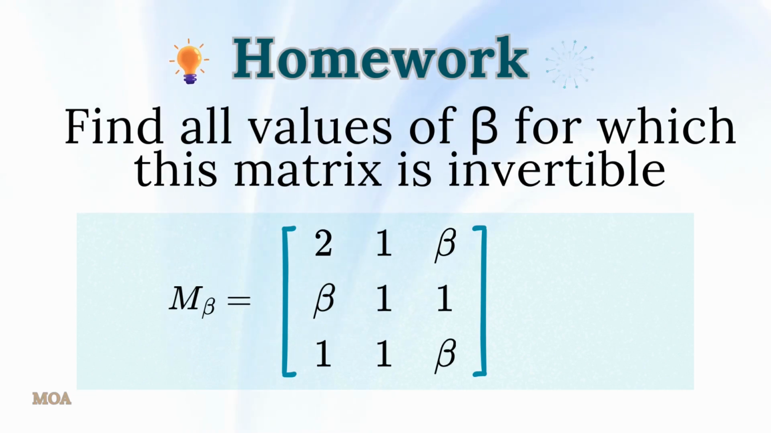Now it is time for homework to practice and apply what we have acquired and assimilated in this lesson. For this purpose, try to find all values of beta for which this matrix, denoted M sub beta, is invertible.